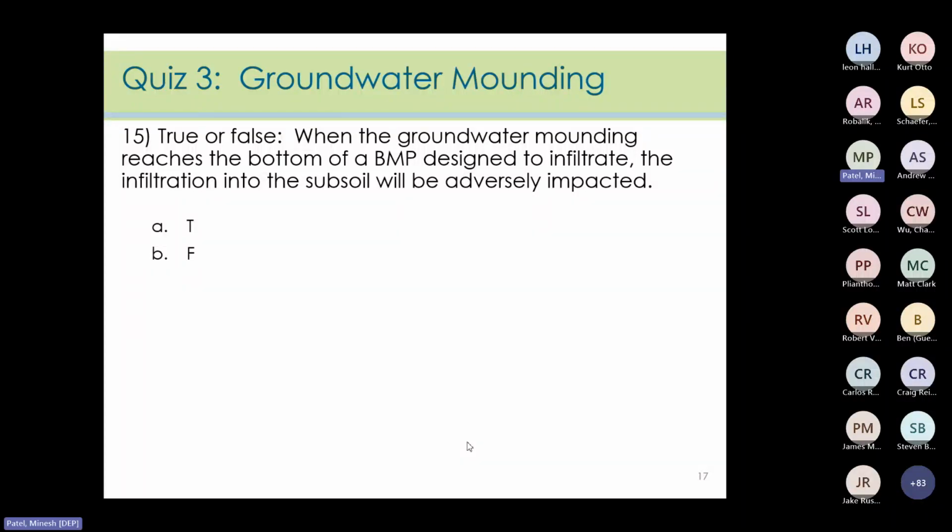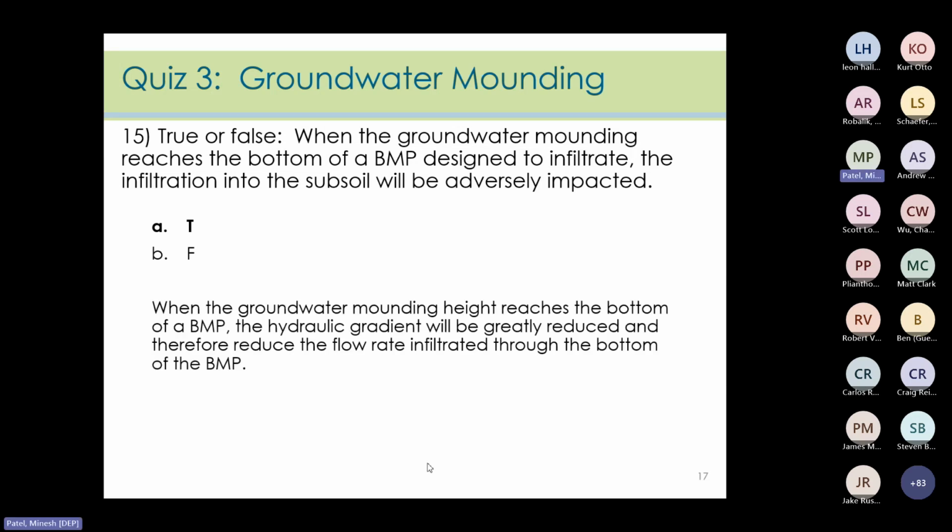Question 15, true or false? When the groundwater mounding reaches the bottom of a BMP designed to infiltrate, the infiltration into the subsoil will be adversely impacted. And the answer is A, this is true. So yes, when the mounding reaches the bottom of an infiltrating BMP, the hydraulic gradient is going to be reduced significantly, and the flow rate infiltrated through the BMP is going to be reduced as well.